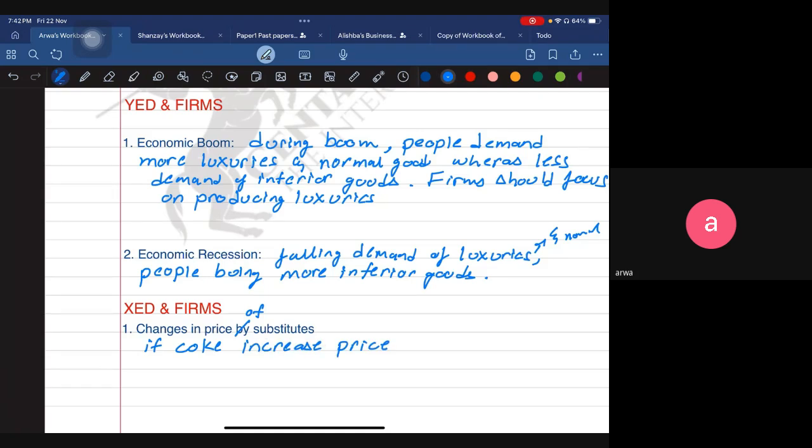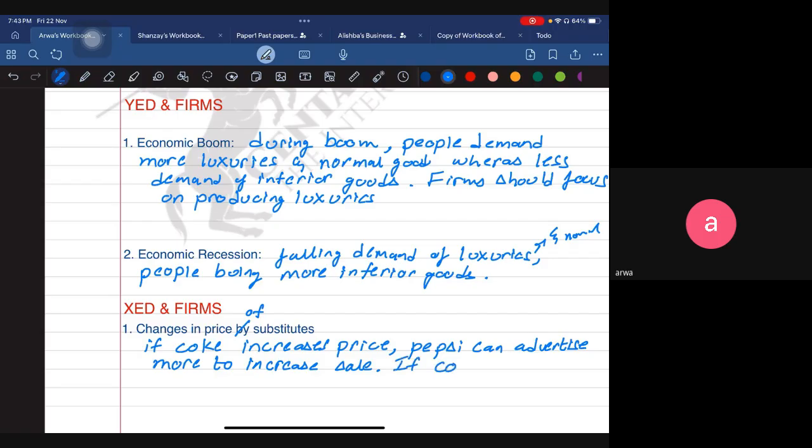If Coke increases the price, what should Pepsi do? Pepsi should keep the price the same and only advertise it now. They don't have to decrease it, because Coke has already increased the price and changed theirs, so Pepsi doesn't have to. Exactly. This increases sales.